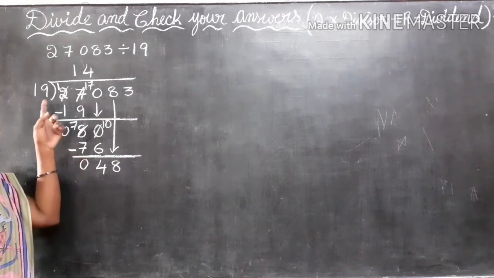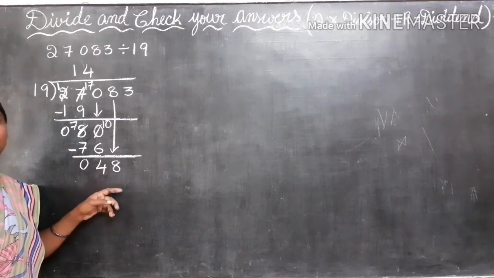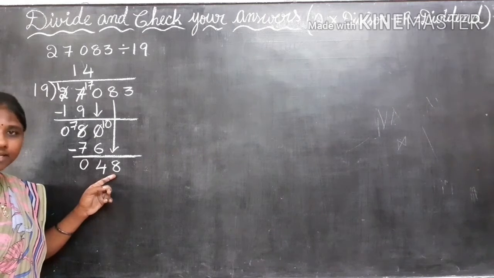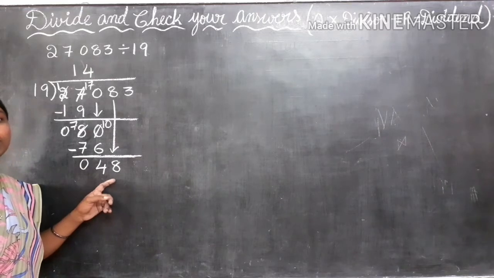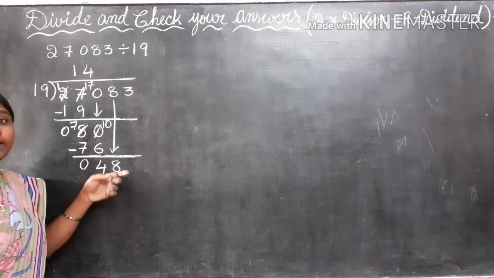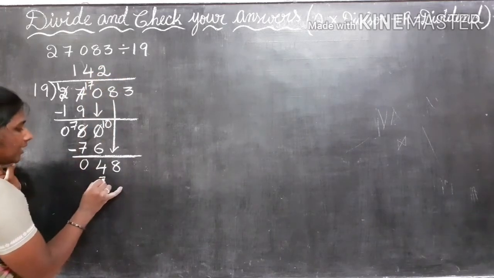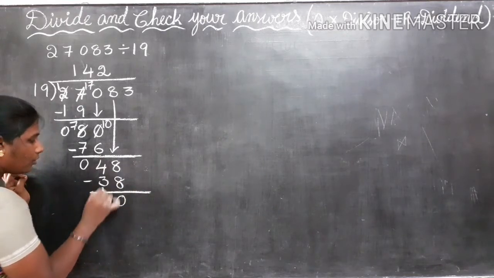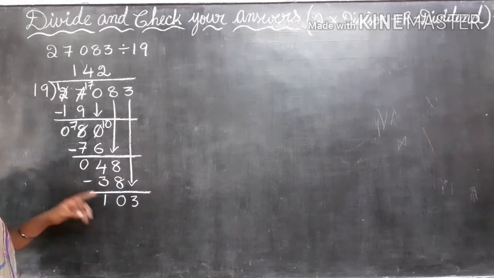48. Same again, 19 table. 19 ones are 19. 19 twos are 38. 19 threes are 57, which is more than 48. We can't take more than 48 here; we have to take less than 48. 19 twos are 38 is less than 48. So we take 19 twos are 38. 8 minus 8, 0. 4 minus 3, 1. Next take 3. Now it is 103.